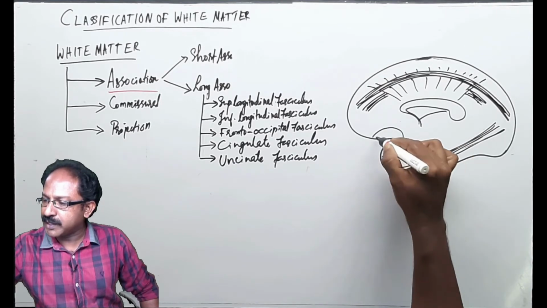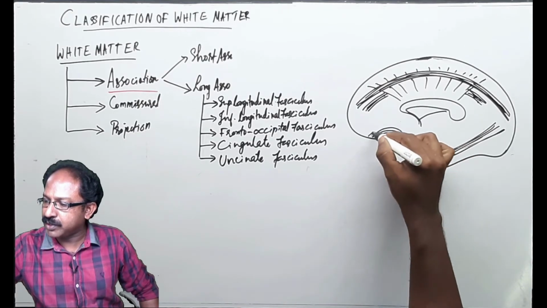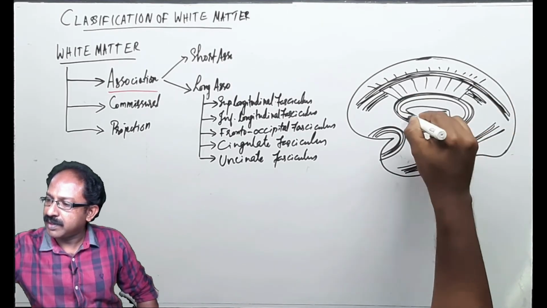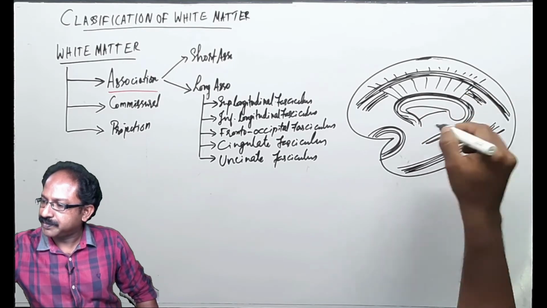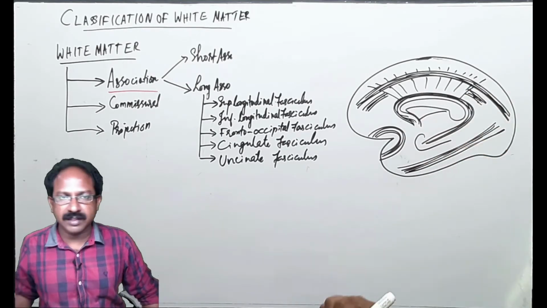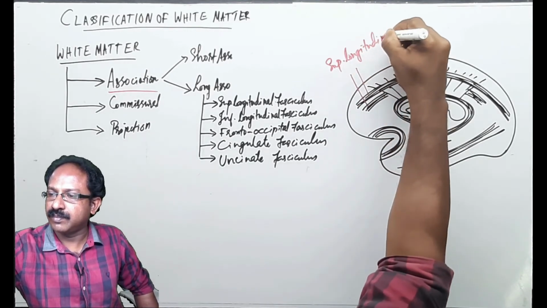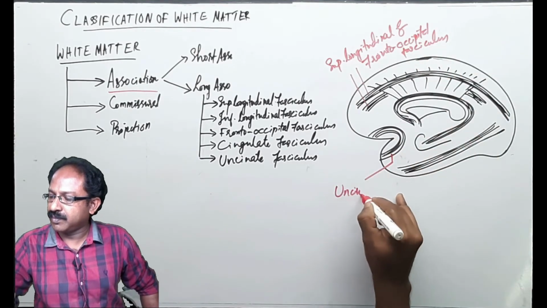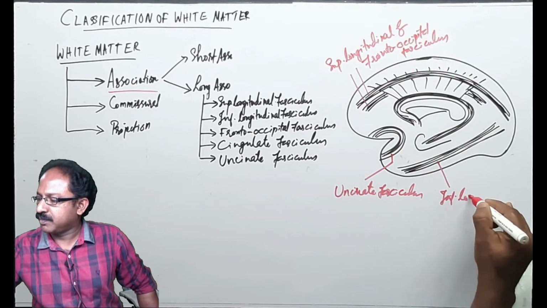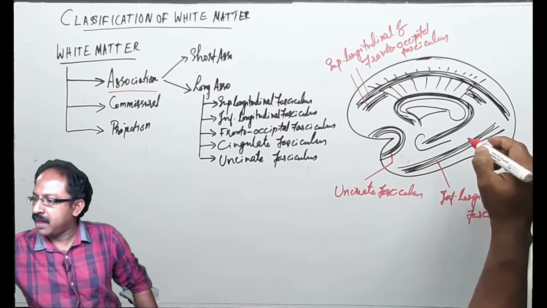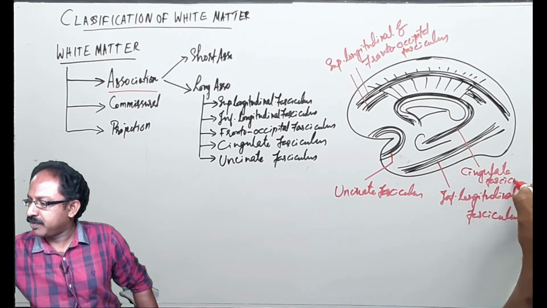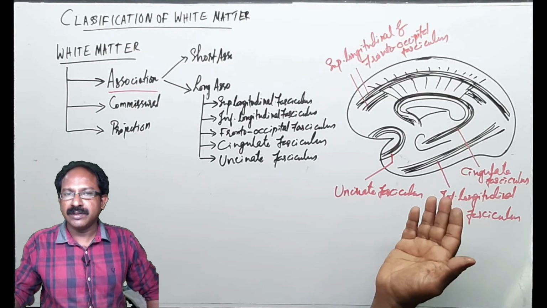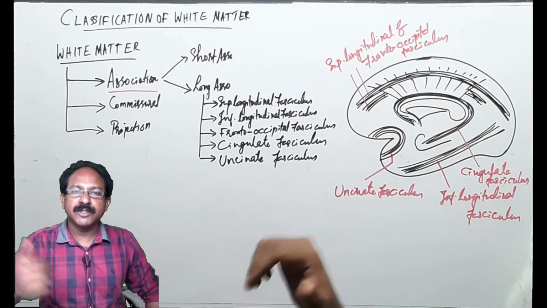Here is the uncinate fasciculus connecting the frontal and temporal poles. The cingulate fasciculus extends from the anterior part of the rostrum to the uncus. So these are the long association fibers connecting the grey matter located at a distance but in the same cerebral hemisphere.